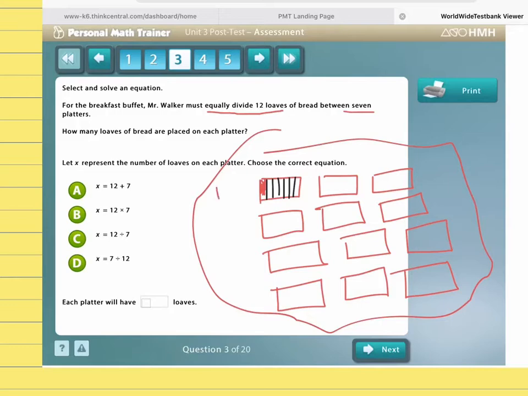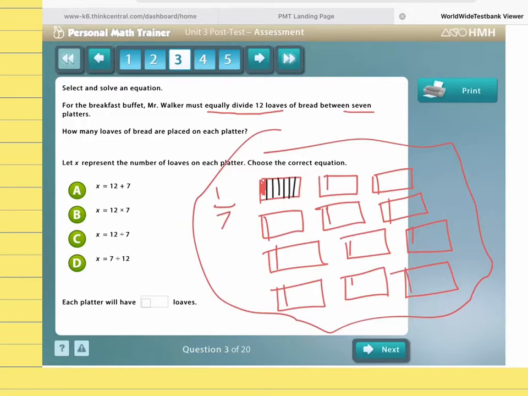Each platter would have 1/7 on 1/7 on each platter, and there are 7 platters and 12 loaves. So each plate would get 1 of these, so you get 1/7, 1/7, 1/7, 12 times.